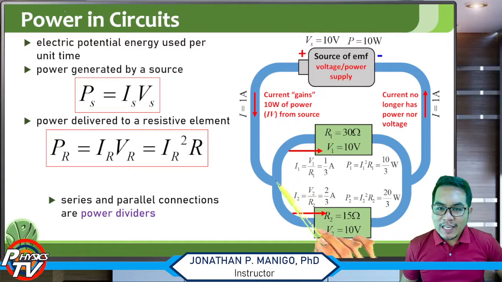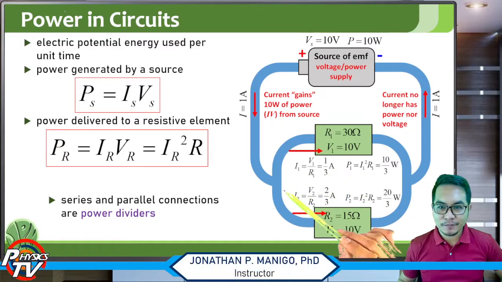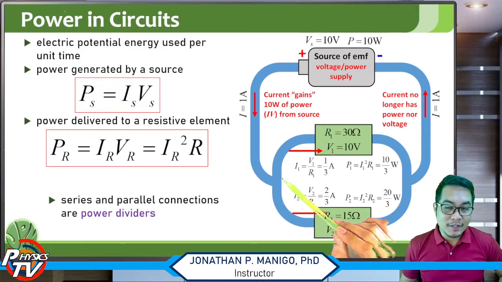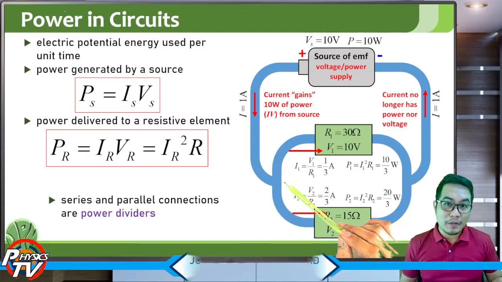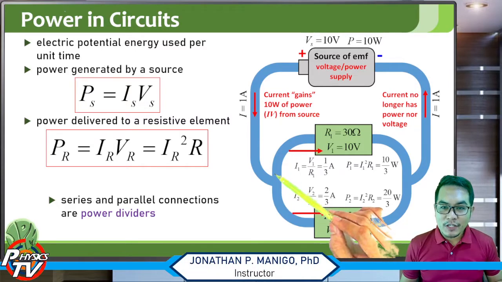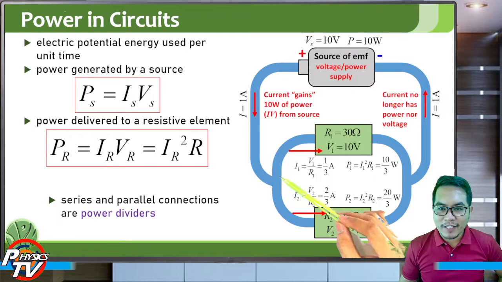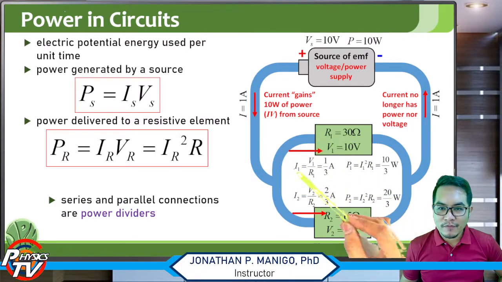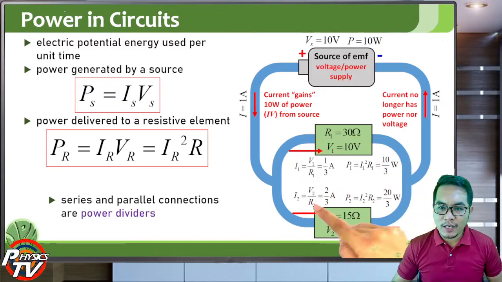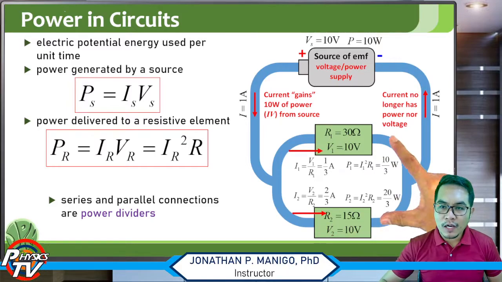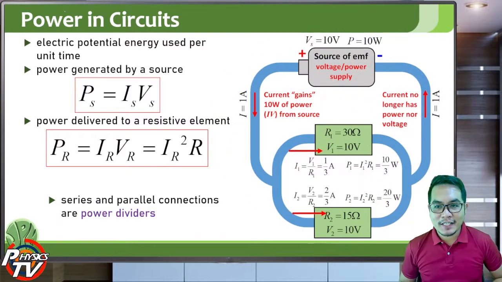But when the current encounters this point here, in which there are now 2 paths, current will be divided. So a parallel connection is a current divider, but the series and parallel connections are all power dividers. But a parallel connection is a current divider. So the 1 ampere current will be divided. 1/3 will go here, and the 2/3 ampere will go here. And the 1/3 ampere and the 2/3 ampere will recombine again to become 1 ampere current here. And it will go again in another cycle.